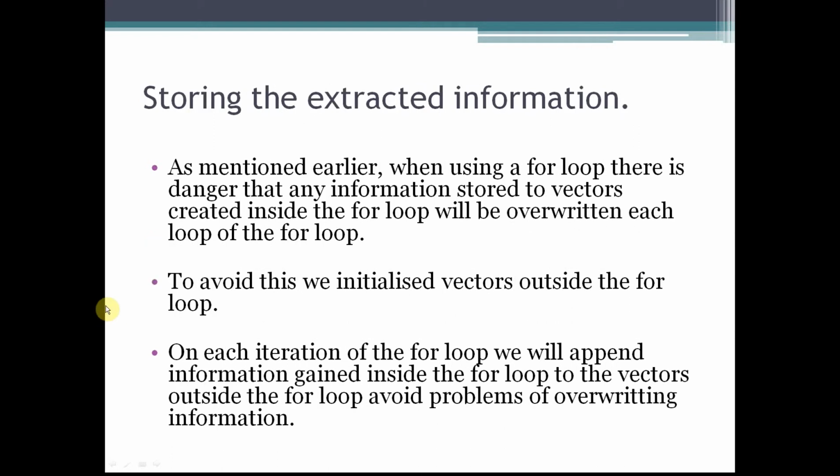As mentioned earlier, when using a for loop there is the danger that any information stored to vectors created inside the for loop will be overwritten on each run of the for loop. To avoid this, we've initialized the vectors outside the for loop, and then on each iteration of the for loop, we will append the information gained inside the loop to the vectors outside the loop to avoid this problem of overwriting. And we'll see how that's done in just a moment.